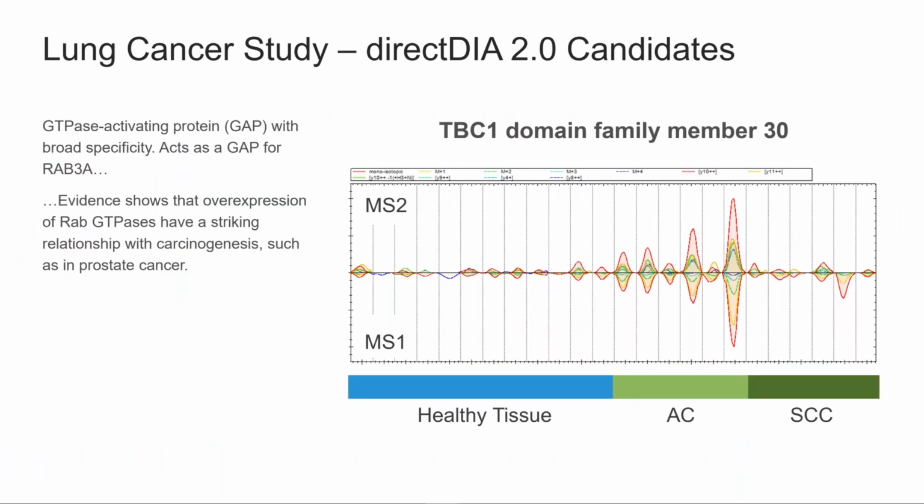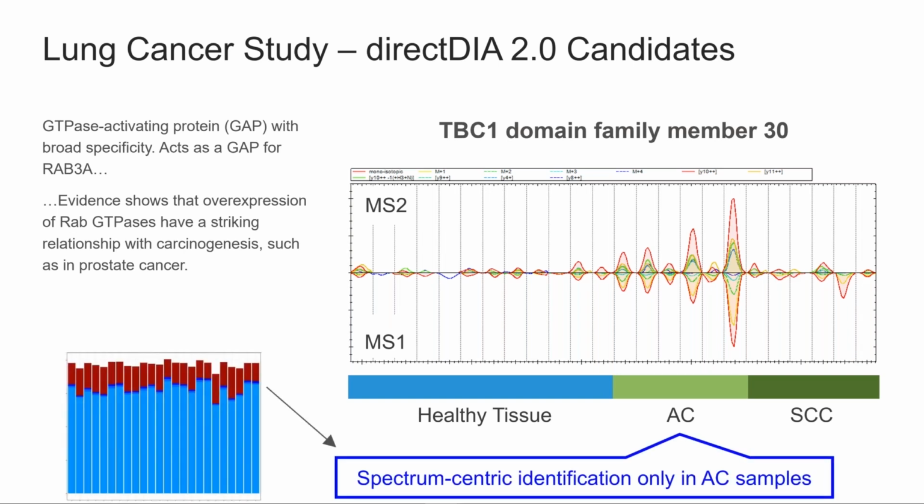Here I'm showing you one candidate, and I'm not going too much into the biology of this candidate, even though it's an interesting protein that may distinguish the 2 cancer subtypes. But I want to highlight here that this protein has only been identified in certain runs using the spectrum-centric analysis, and these were the runs of the adenocarcinoma samples. And of course, such proteins are the interesting proteins. These are the proteins we are often interested in, the ones that are only expressed in certain samples or certain subgroups of samples. And the DirectDIA workflow is very much suited to finding those and having them in your final analysis.